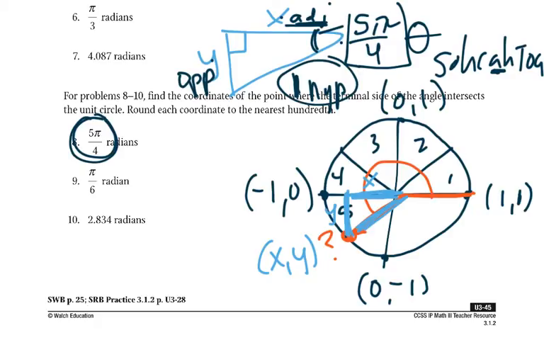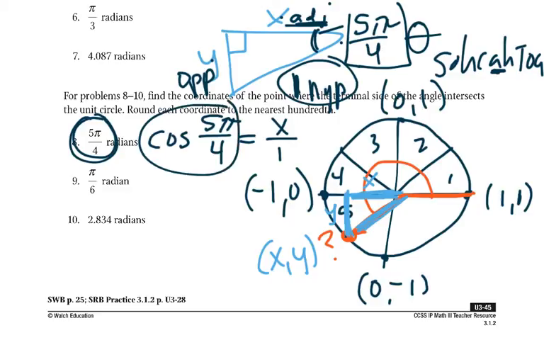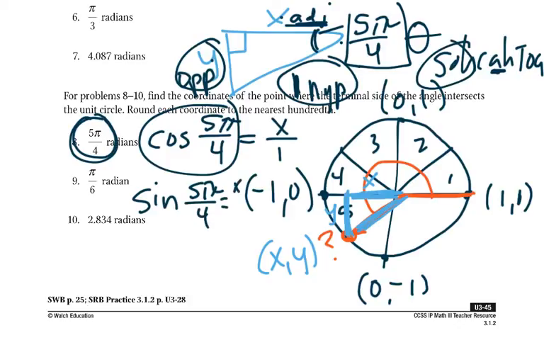So the cosine of 5 pi over 4 is going to be equal to the adjacent side, x over 1. So basically cosine of 5 pi over 4 is going to give me x. Similarly for the y, the opposite ends up being the sine of 5 pi over 4 equals y over 1. Over 1 really doesn't do anything, so that would be for the y value.